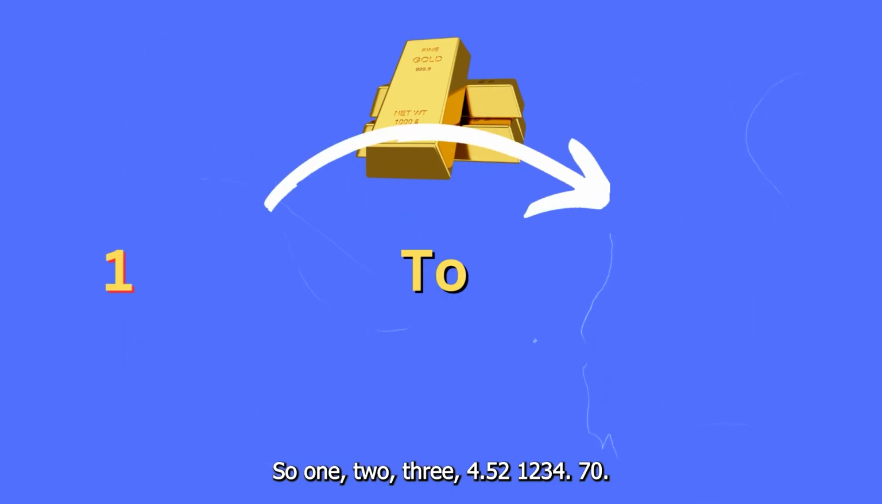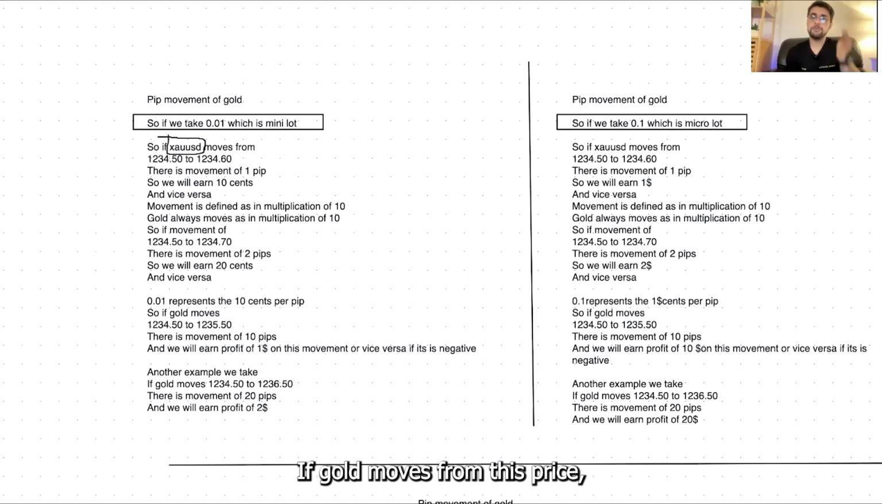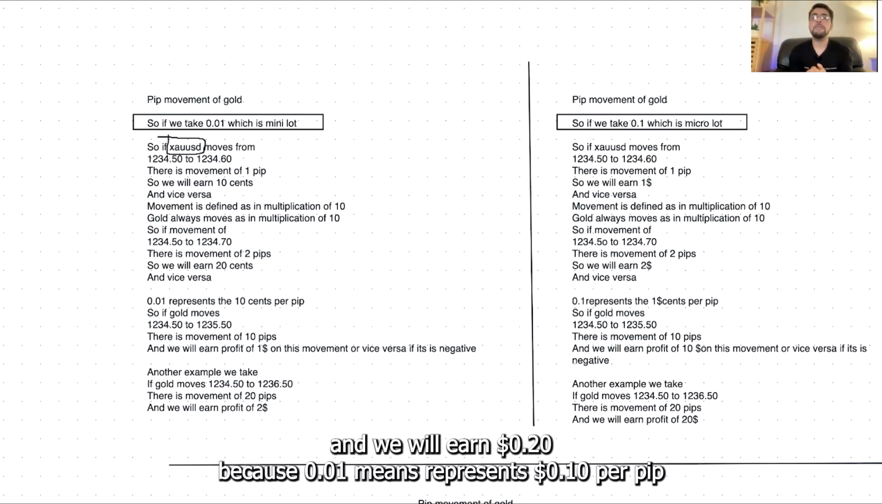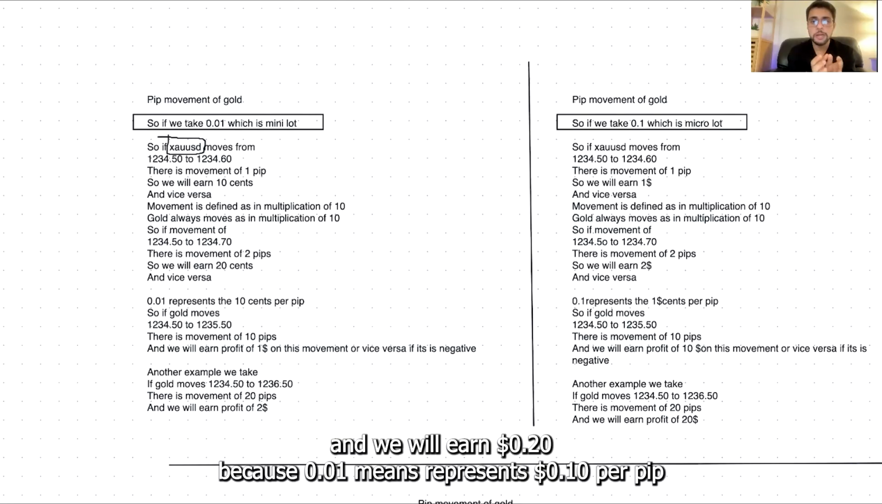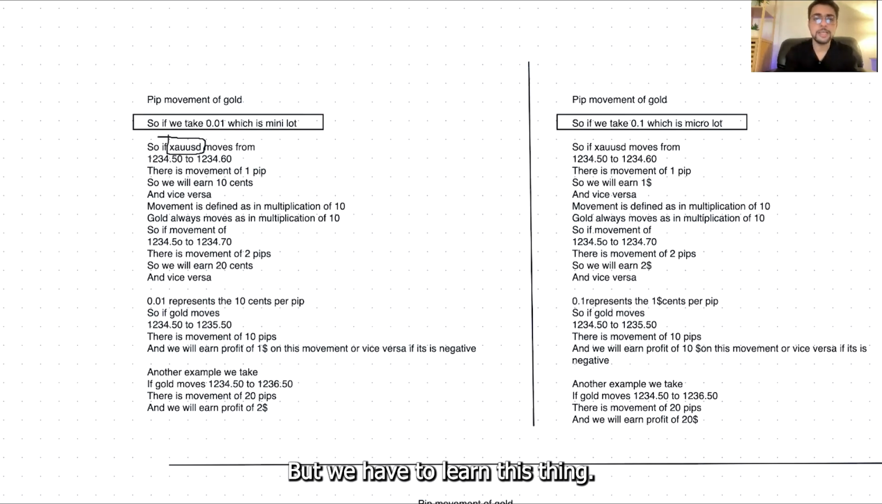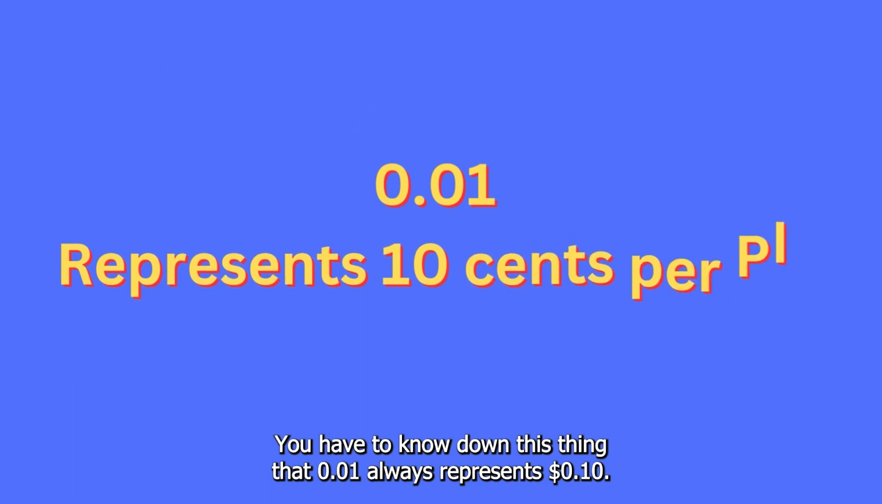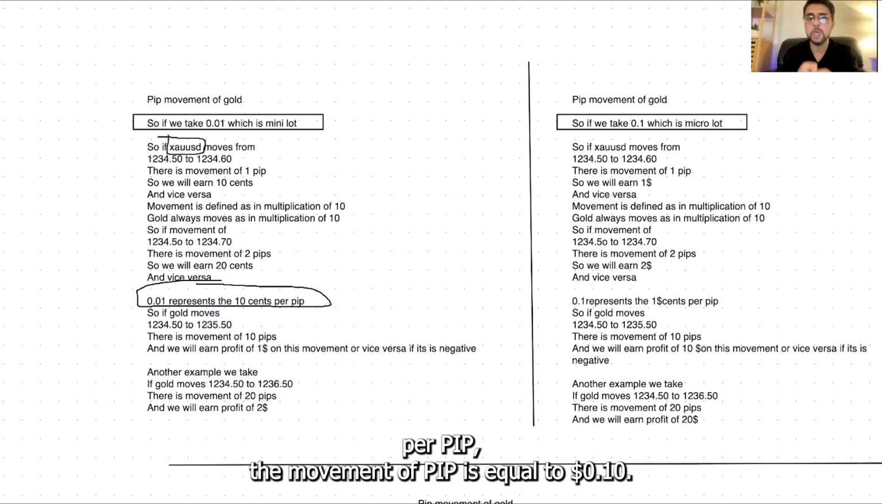So 1234.50 to 1234.70. If gold moves from this price, from price A to price B, then there is a movement of 2 pips and we will earn 20 cents, because 0.01 represents 10 cents per pip. We have to learn this. You have to note down that 0.01 always represents 10 cents per pip. The movement of each pip is equal to 10 cents when we trade gold with a 0.01 lot.